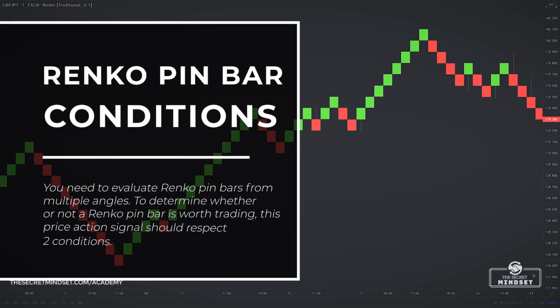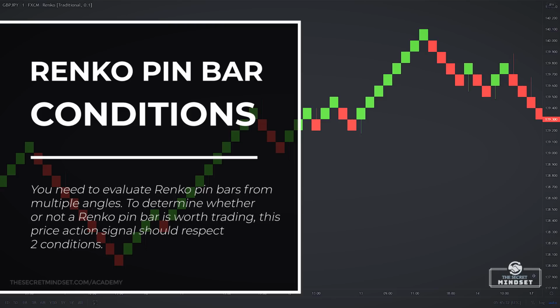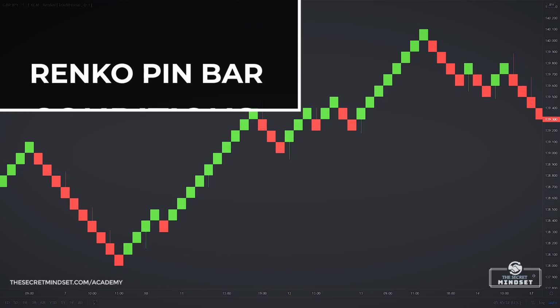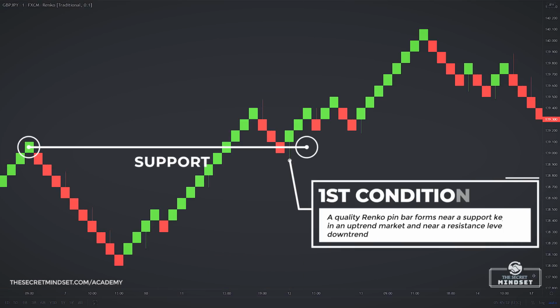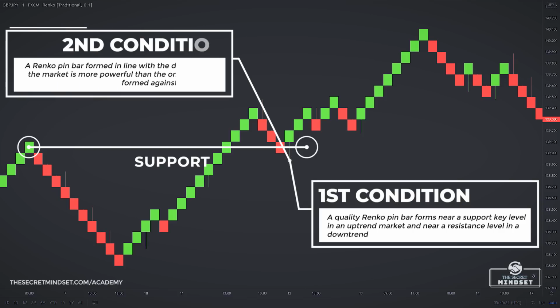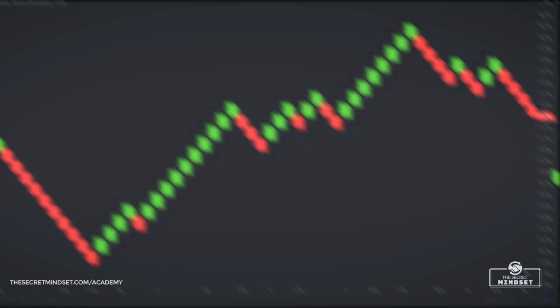Now, trading is a game of probabilities. That's why you must evaluate your Renko pin bar setups from multiple angles. To determine whether or not a Renko pin bar is worth trading, this price action signal should respect the following criteria. A quality Renko pin bar forms near a support key level in an uptrend and near a resistance level in a downtrend. And the Renko pin bar formed in line with the direction of the market is more powerful than the one which is formed against the trend. So the formation of this Renko pattern with the trend makes it more effective.